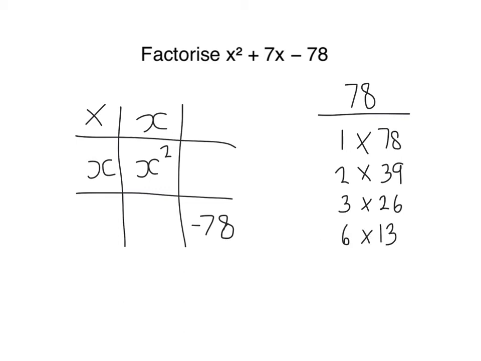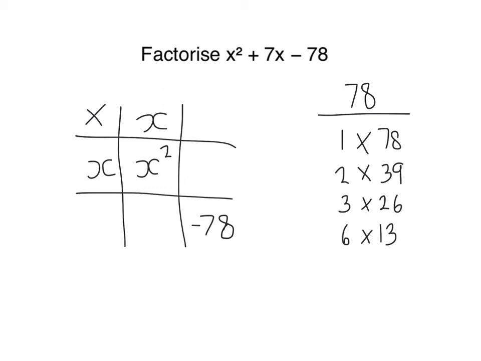Does 7? Nope. 8? Nope. 9? Nope. 10? Nope. 11? No. 12? Let's just check 12. Nope. And 13, we're back round to it. So we've got our factor pairs. And this time I want my factor pairs to make 7x.